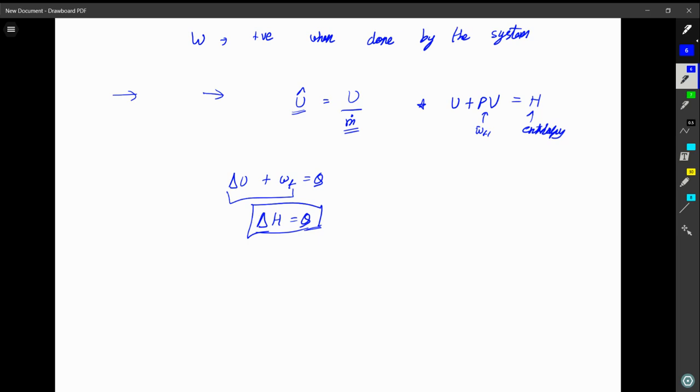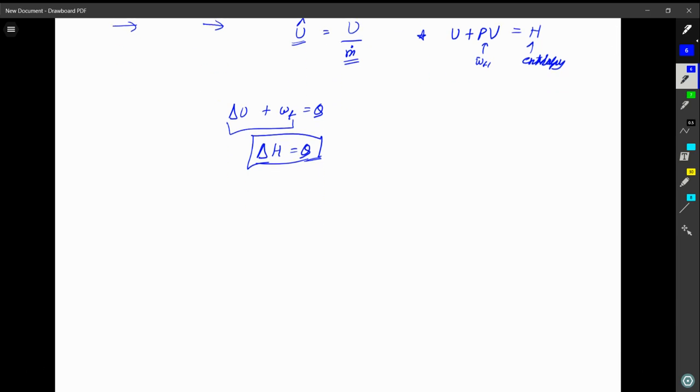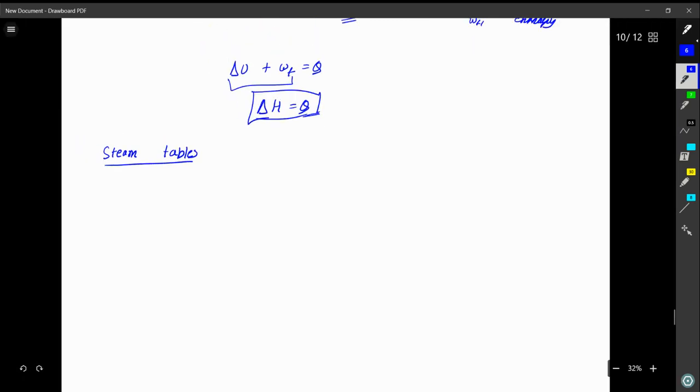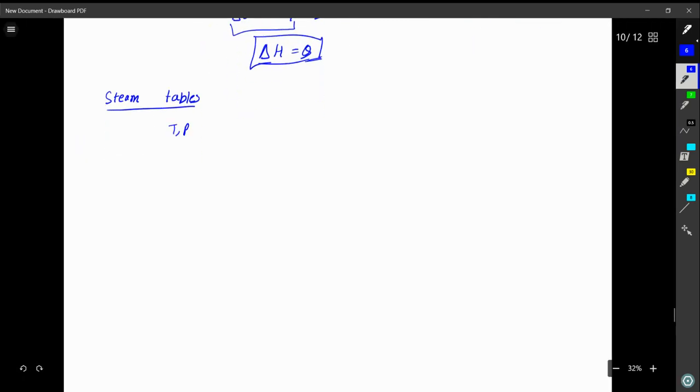Okay, now let's talk about, if you are given a question, what are the approaches to solve it. So there is something called steam tables. Steam tables are basically a set of data for a given temperature and pressure. You'll have h hat and u hat values, and then you can take h2 at state 2 minus h1 at state 1 and get delta h. So that is called a steam table. Steam table, as the name depicts, is for water vapor.